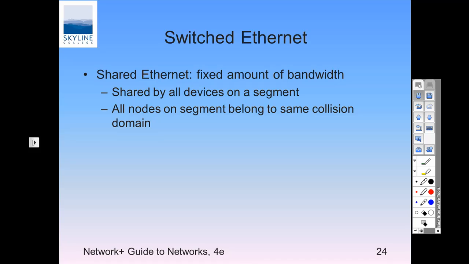Switched Ethernet. Shared Ethernet is a fixed amount of bandwidth shared by all devices on the segment, and all nodes in the segment belong to the same collision domain. And before we start talking about this, let's take a break again. There is a fixed amount of bandwidth and throughput. Think about that. Bandwidth and throughput, we talk about them in the same terms, and in a strict definition they're different, but shared by all devices in the segment.